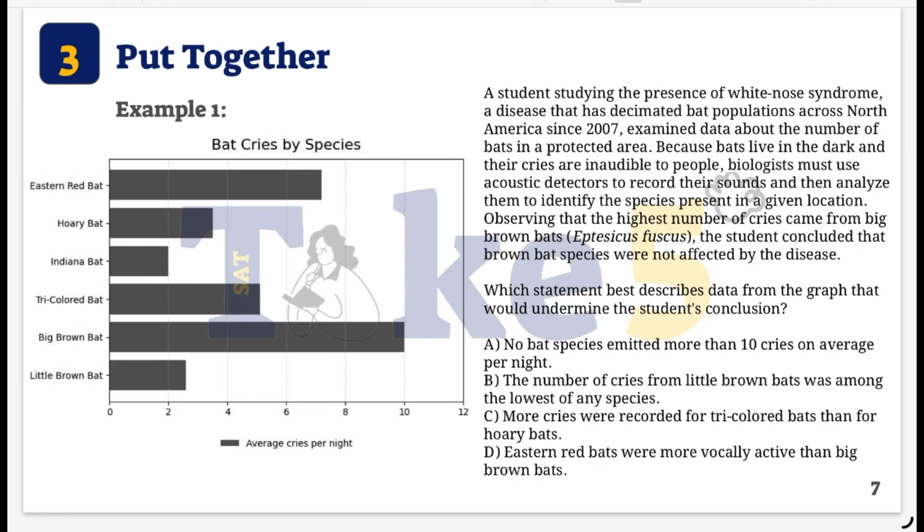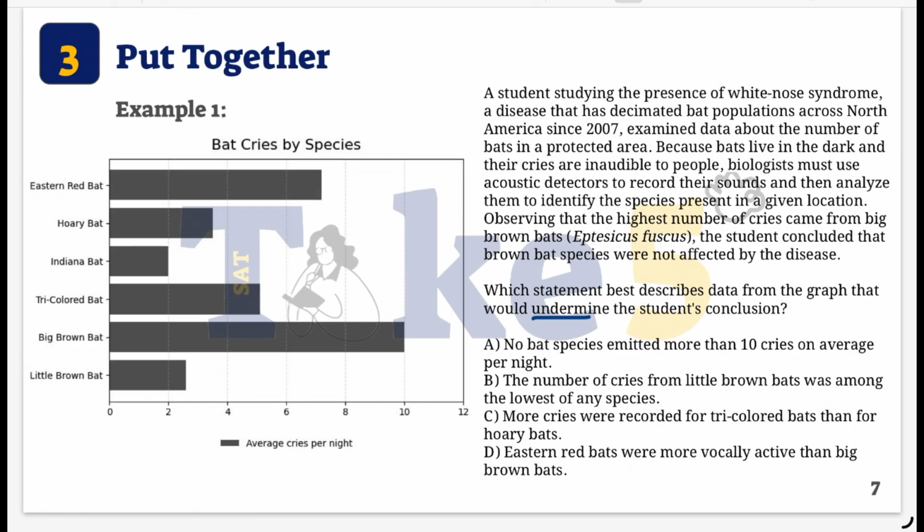Let's put everything we learned together in solving these 5 examples here. Feel free to pause the video and try to solve it on your own first. For this first example, it's a bit twisted because the question asks us to find evidence that undermines the conclusion. Let's look for the student's conclusion first.